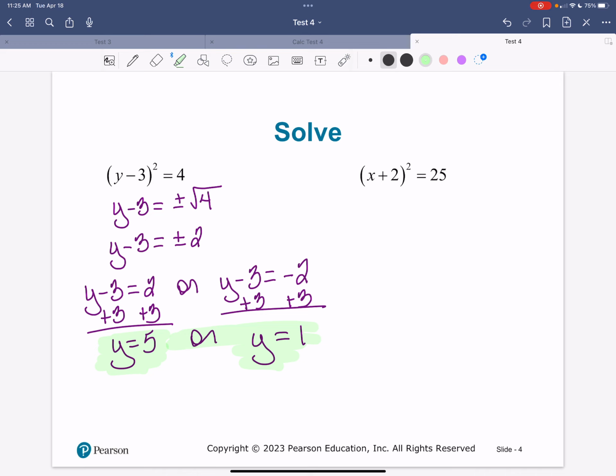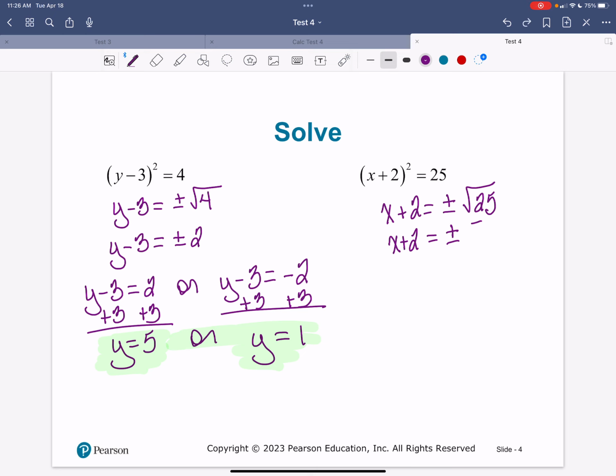We're allowed to do this because this right here is a perfect square. Now for the next one, we're going to do it the same way. I'm going to take the square root, and I'm left with x plus 2 equals plus or minus the square root of 25. What is the square root of 25? Good. So I've got x plus 2 equals plus or minus 5.